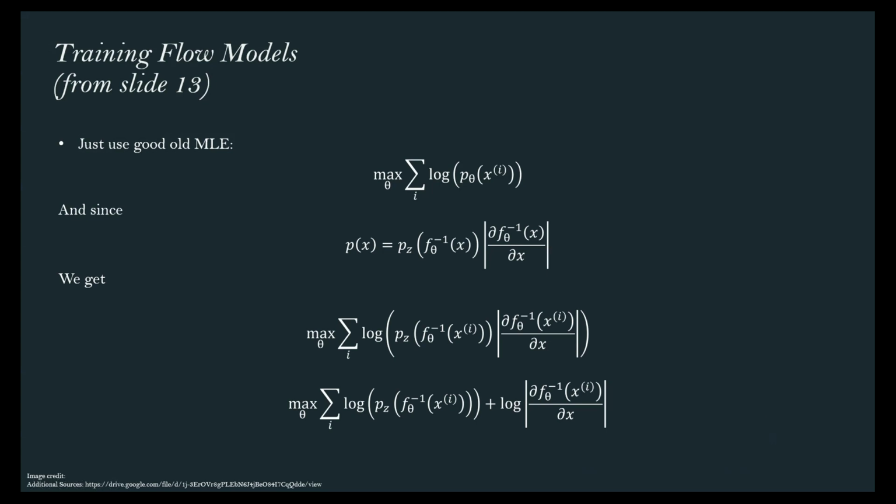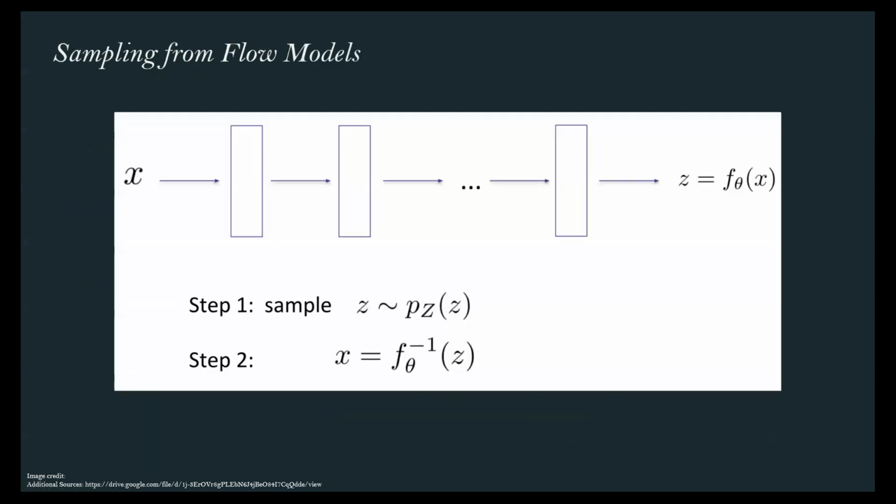So basically, you're just going to do MLE like you normally would, right? And then for every transformation, every little link in that flow, you're going to add another Jacobian term, right? So yeah, that is about it.